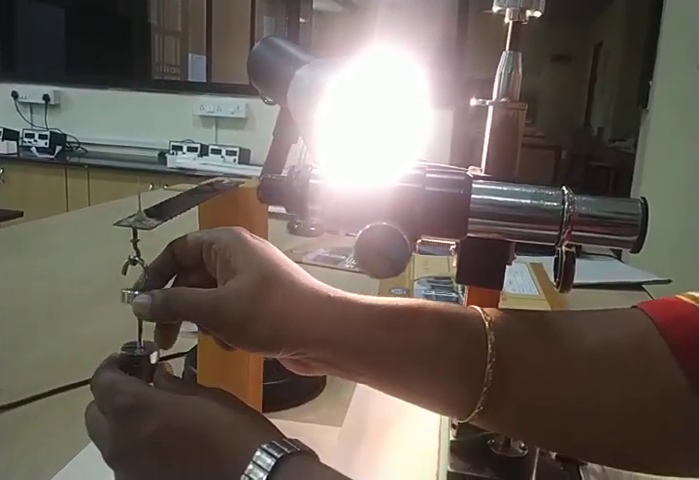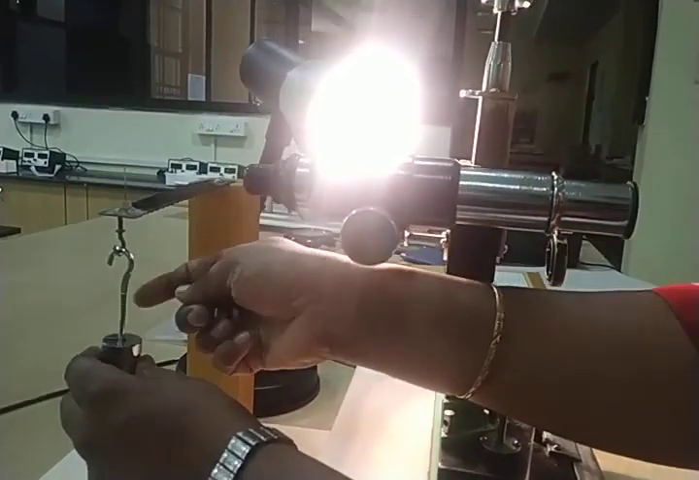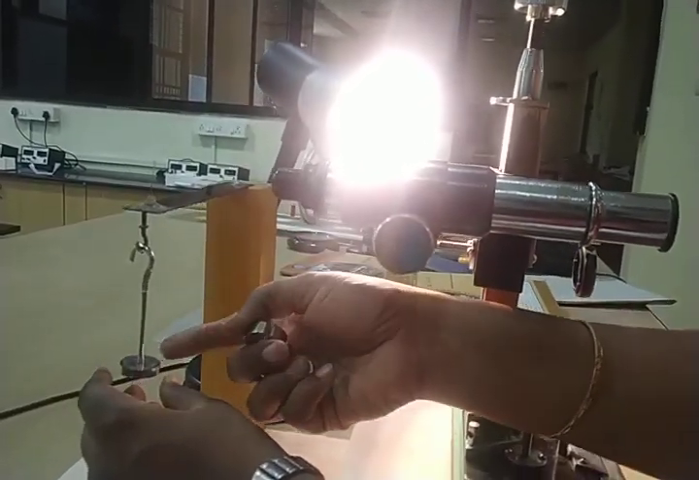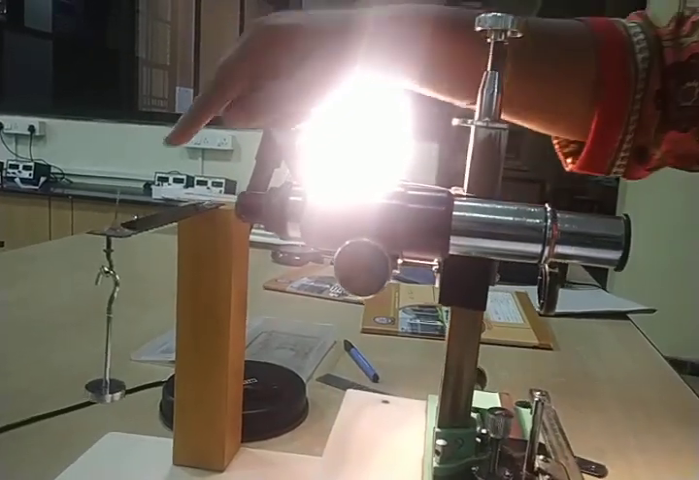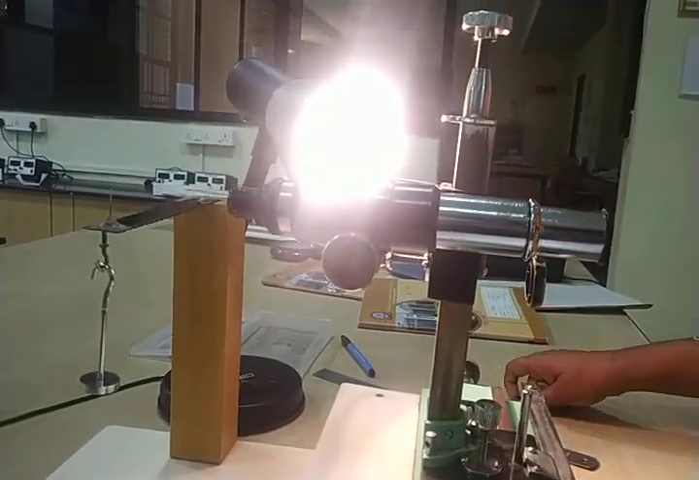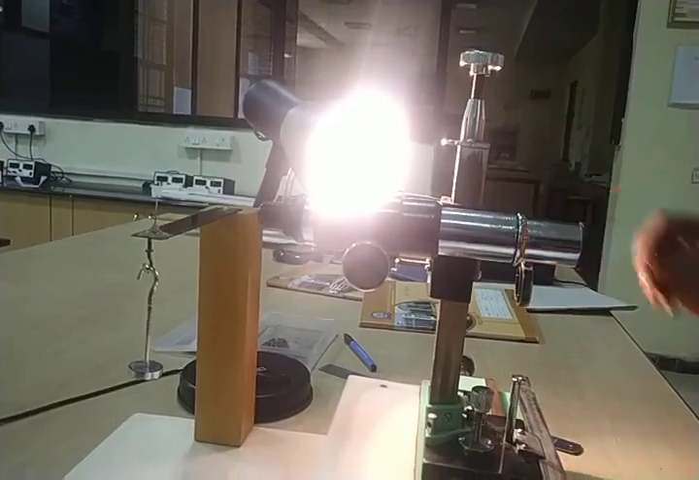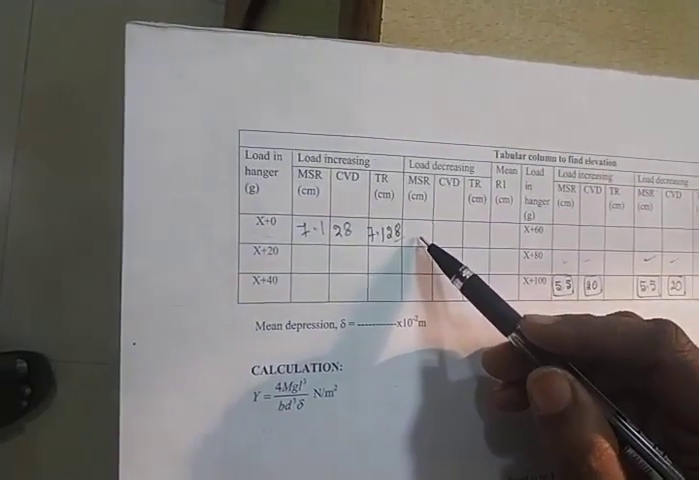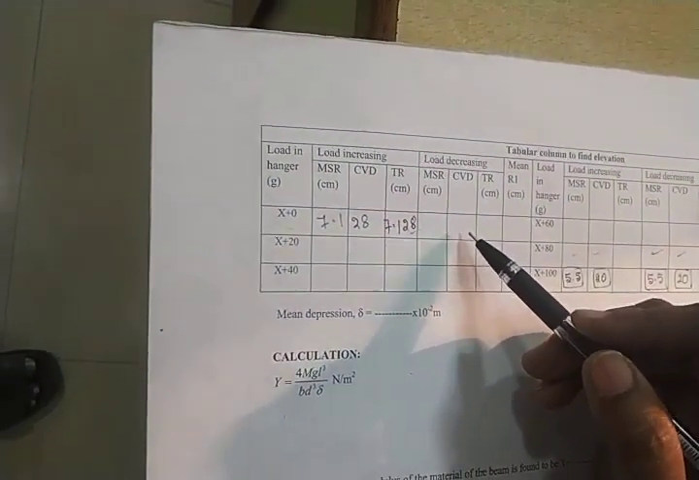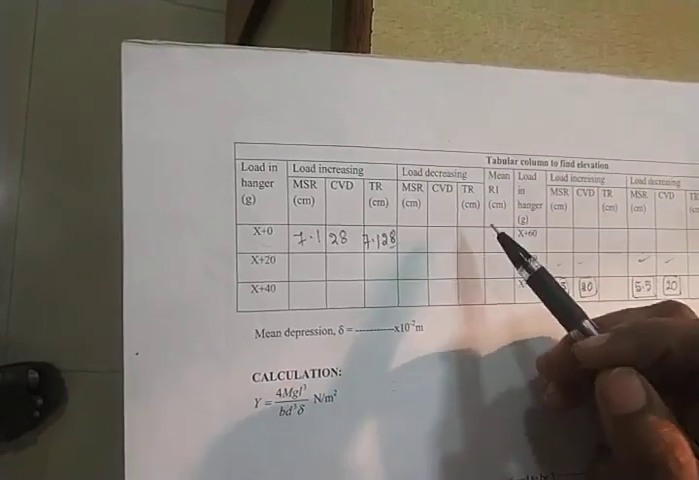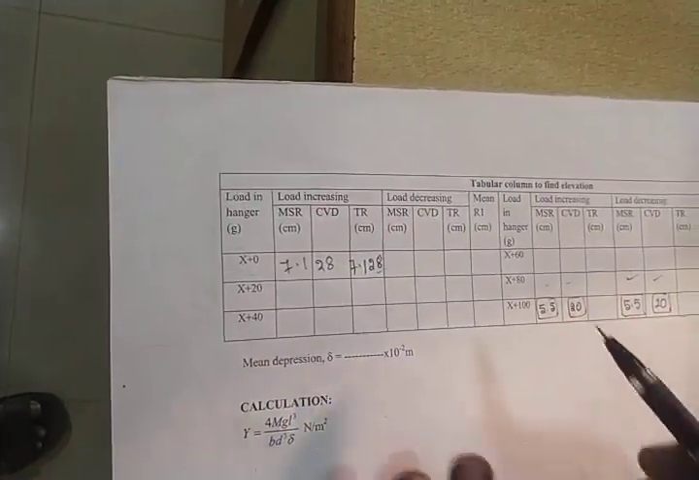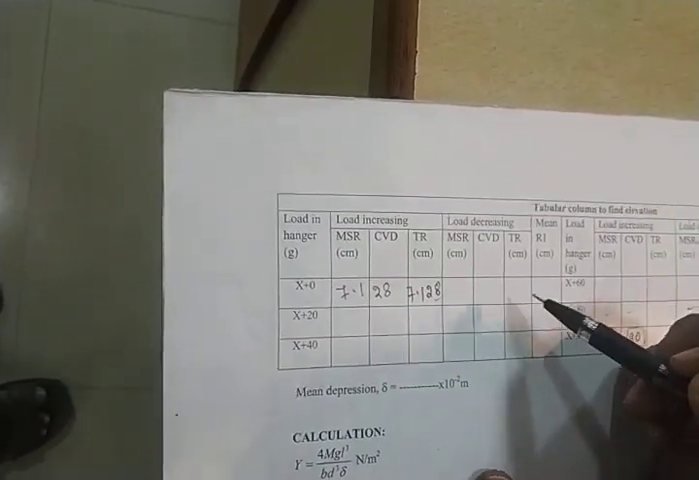Now I will remove this 20 grams again. Then 20, then 20. Now this is x plus 0. So the needle should be erect always. So now x plus 0 also we are writing. Make sure that if you repeat this for load decreasing, 99% the MSR will be the same. The variation will be only in terms of CVD, that you have to verify. And even the CVD you may not get exactly the same. After that you just go with the calculation.